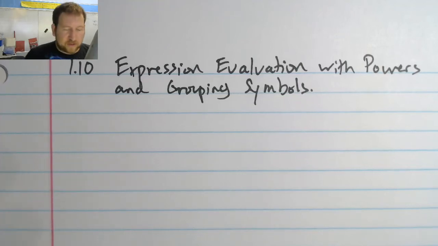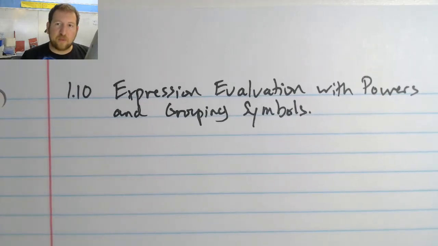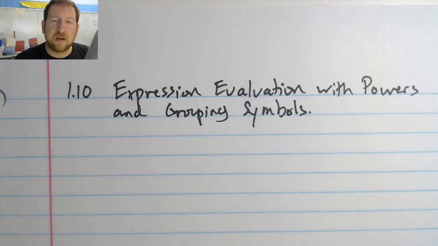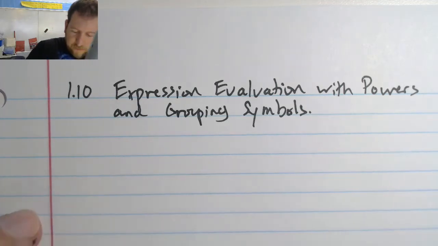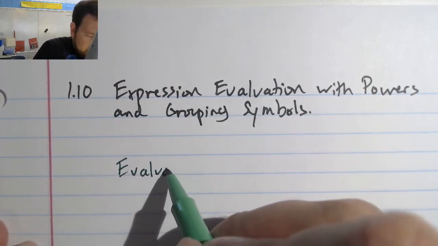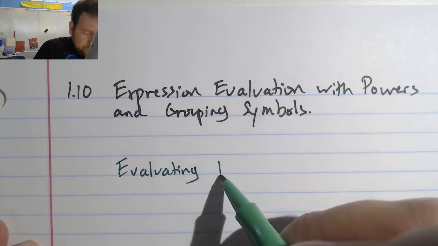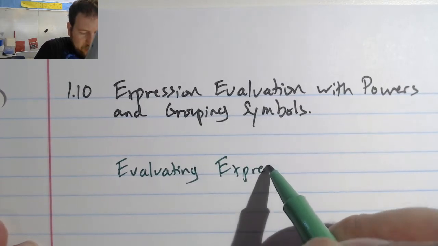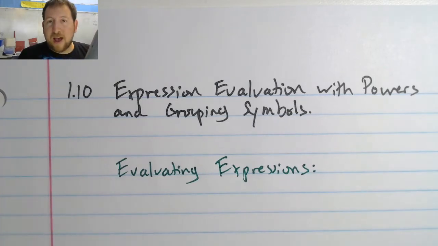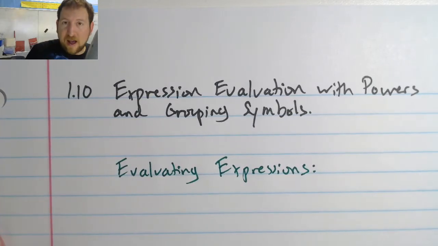All right, I want to talk about section 1.10 now, expression evaluation with powers and grouping symbols. This section is very similar to the section that we just did. It's just slightly more complicated. So again, we're going to be evaluating expressions, but this time we're going to have parentheses and exponents.